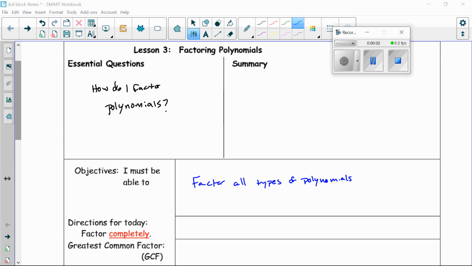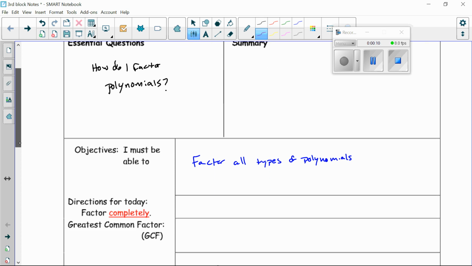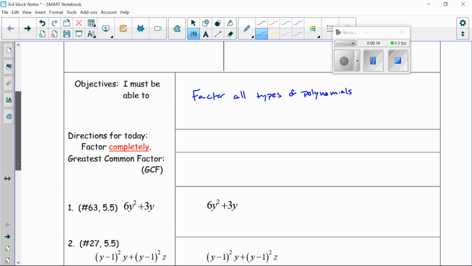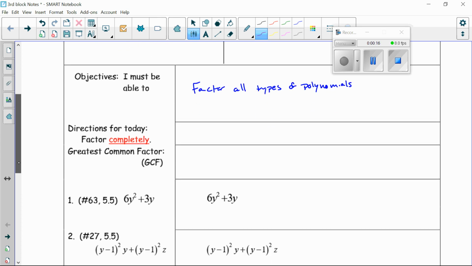All right, so lesson 3, we go into factoring polynomials, which is the foundation of the entire unit, and we'll use it in several units moving forward. So really make sure that you get a solid grasp on this. The biggest thing for today is make sure that you factor completely.